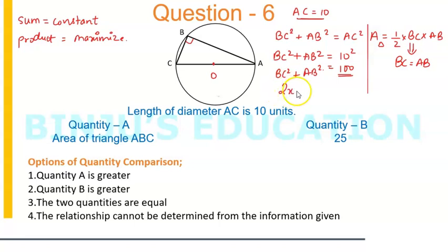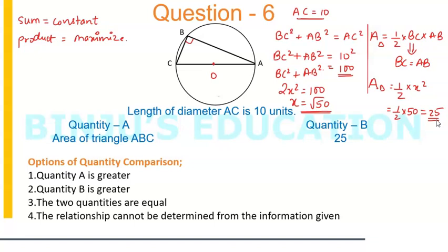So I will have 2x square is equal to 100, or the value of x is equal to under root of 50, which means the maximum area of the triangle that we can have is half into x square, and that is half into 50, which is simply equal to 25. Now this is the maximum area. This may happen, this may not happen, we do not know.